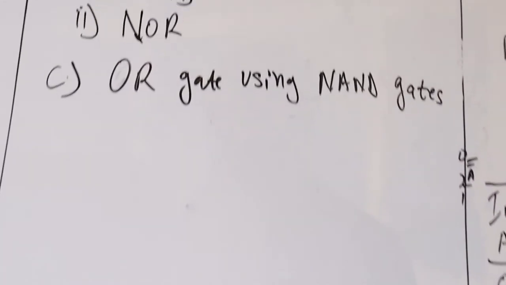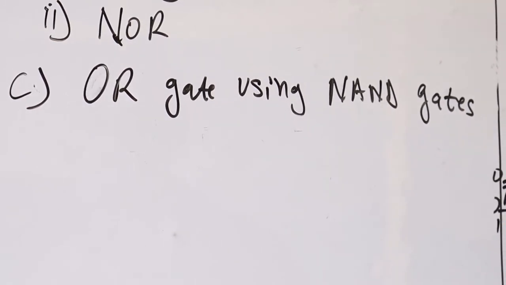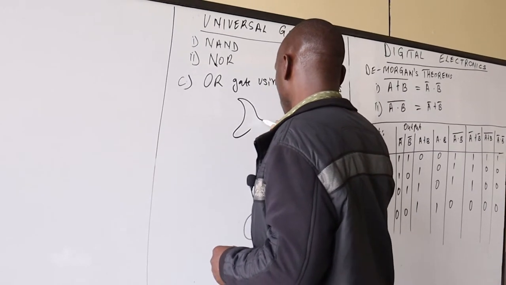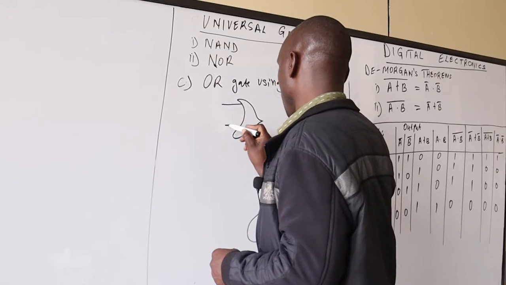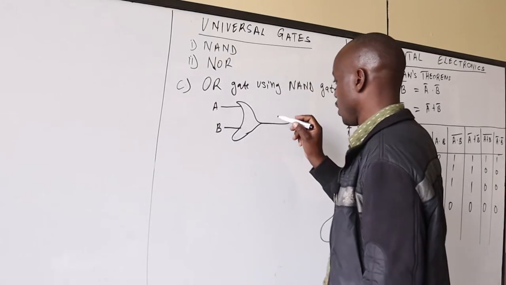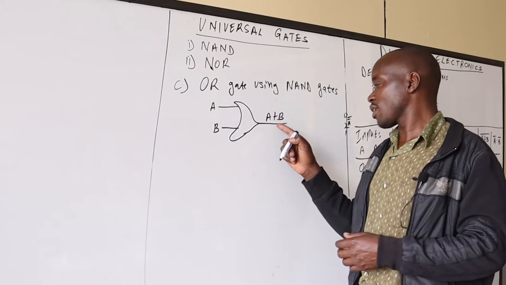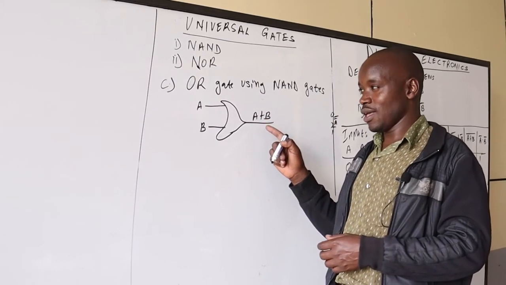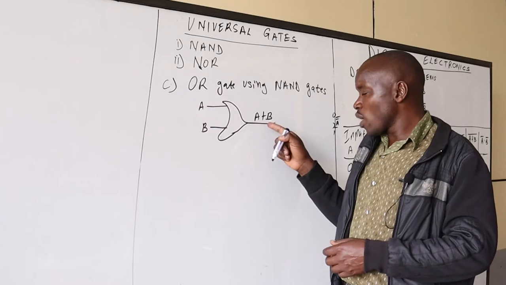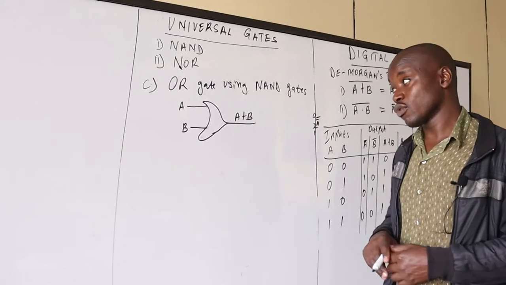So how does the OR gate appear using NAND gates? An OR gate, if you remember, looks this way. This is an OR gate, A and B. So here we have A plus B. So if you are keen, an OR gate has a sign of summation. A NAND gate has a sign of dot, which means a NAND gate is made from an AND gate. So what can I do to change this sign? Then I have to remember De Morgan's theorem to be applicable here.